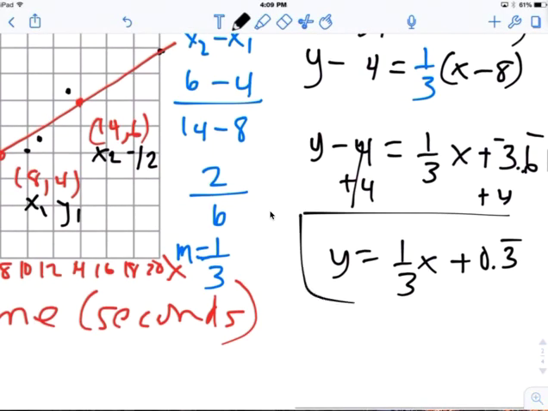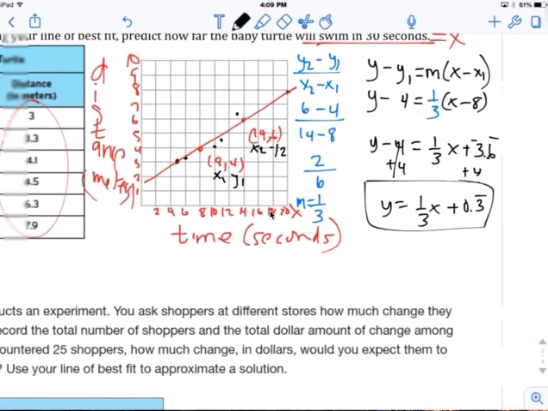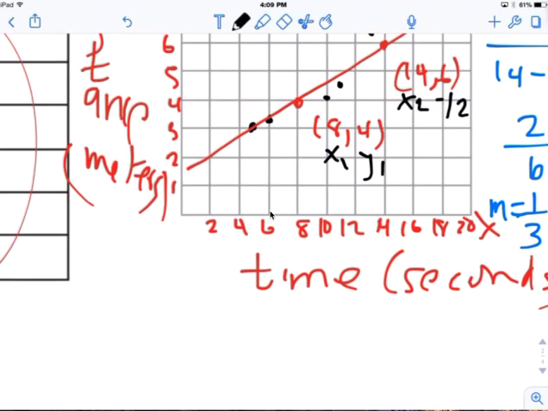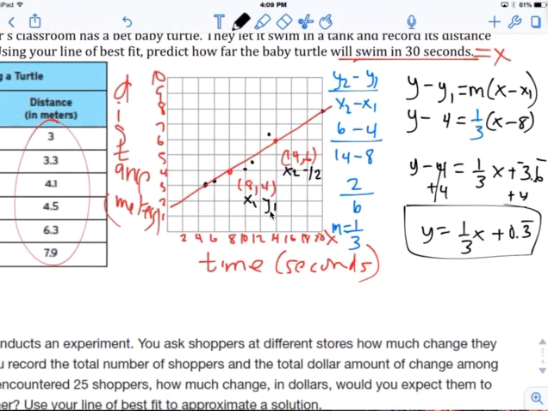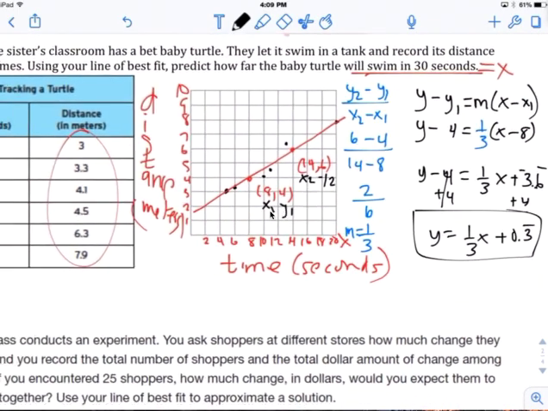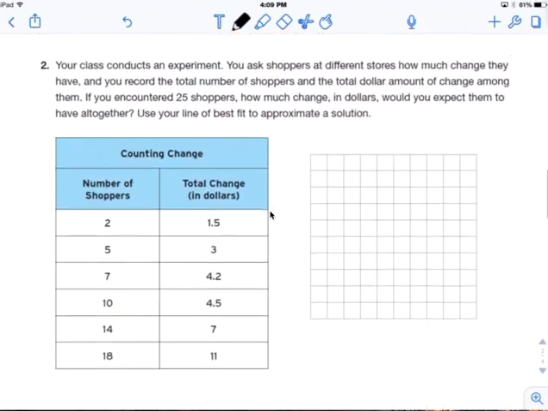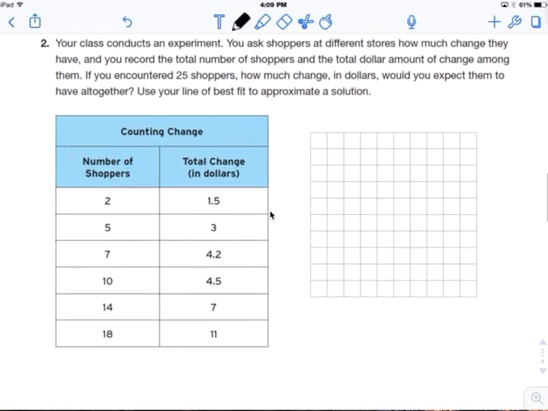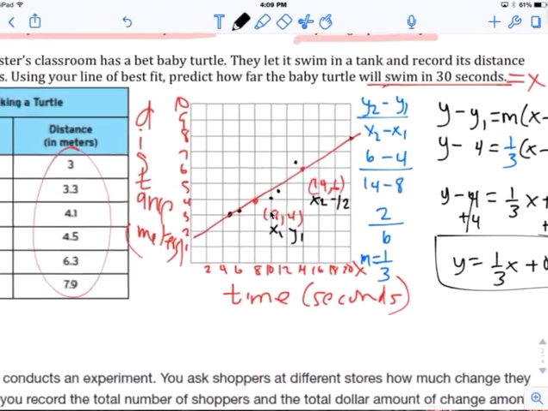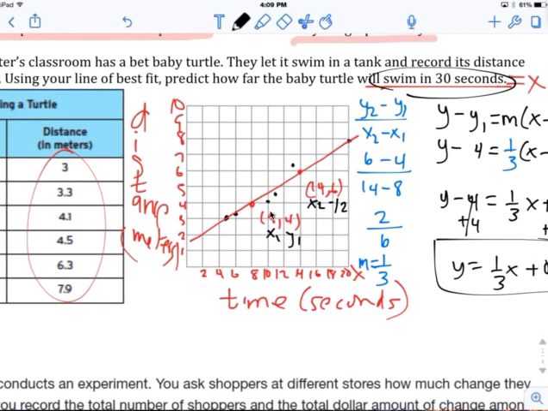Okay, and that's your answer. And that's correct. You see, the y-intercept is around a third. It should be a little bit lower, but close enough. Right. And then they ask about 30 seconds. How far will the turtle swim in 30 seconds?